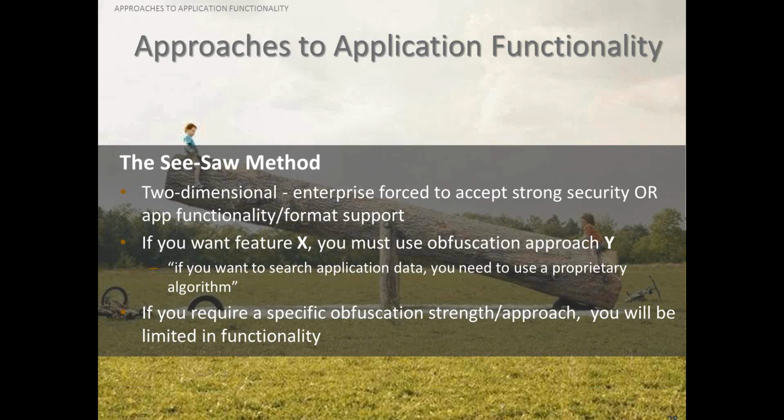On the converse, if you want a certain application feature or functionality to be preserved, you're required to use a specific obfuscation technique, right? The example here is, if you want to search application data that's potentially encrypted in a SaaS application, you may need to use a proprietary algorithm that would generally represent a weakened security posture, right? And conversely, if you require a specific obfuscation strength or approach, you might be limited in functionality, right?